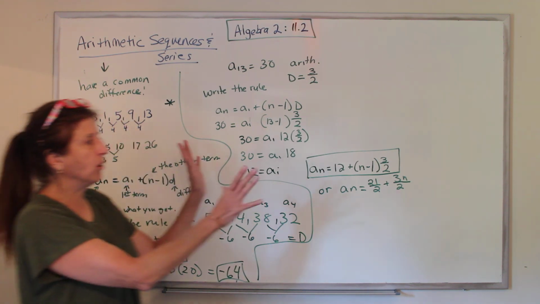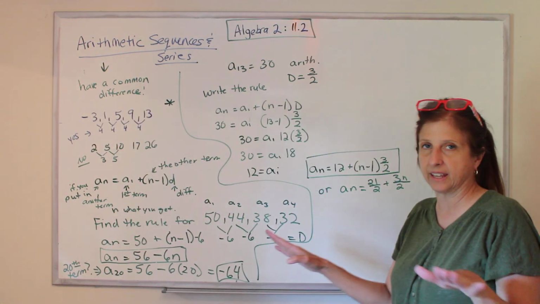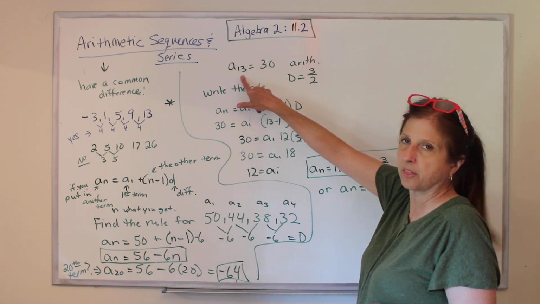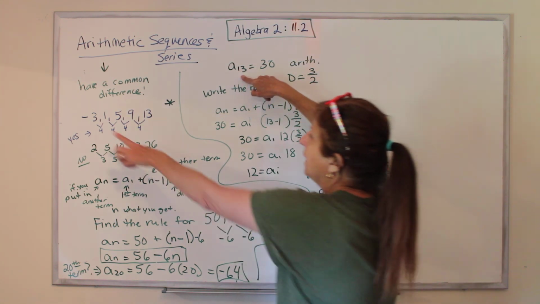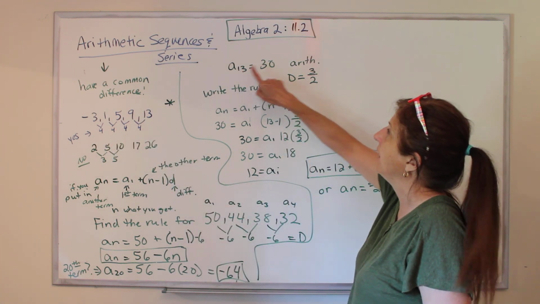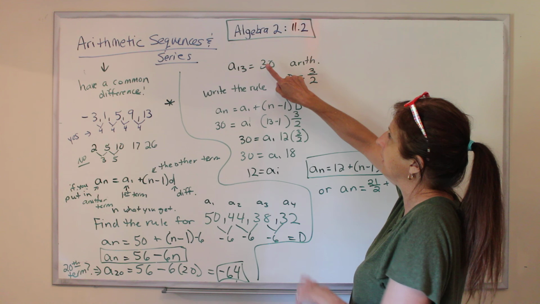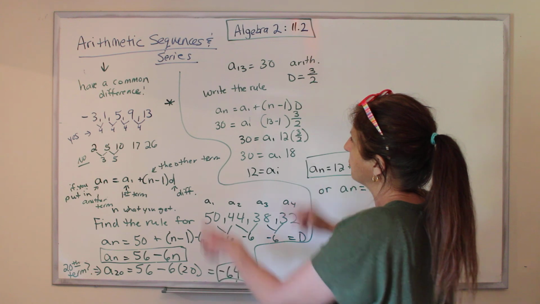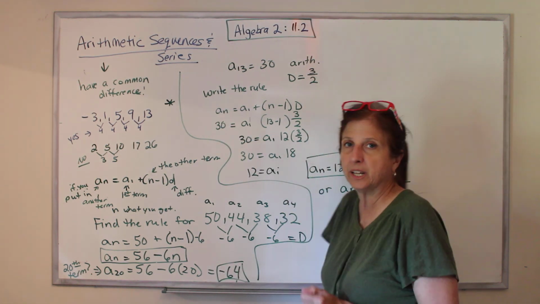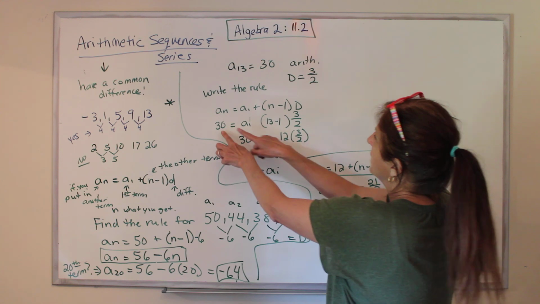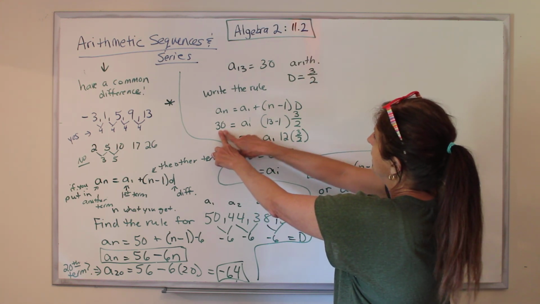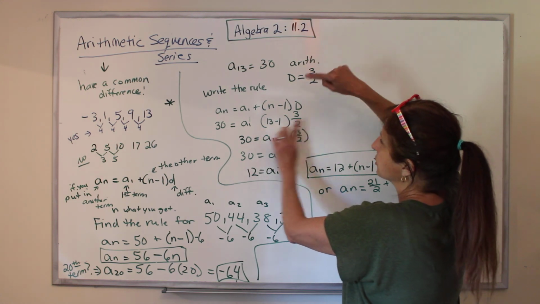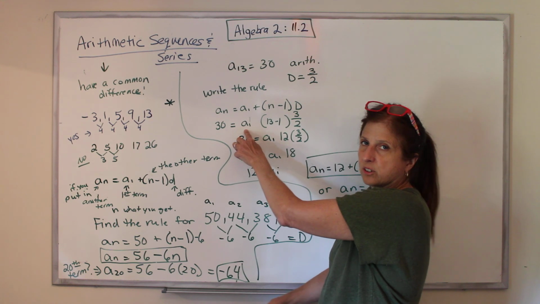Here's the third thing you might have to do with this, I think, at the Algebra 2 level. This time we know that the 13th one, the one who would be standing 13th in line, gets 30 when we put it into the formula, and we know it's arithmetic and the difference is 3/2. We're going to write the rule. So we write down our formula, and then what do we do? We substitute. 30 goes here, the number 13 goes there, minus 1, and d goes here. So we have everything else but the first term.